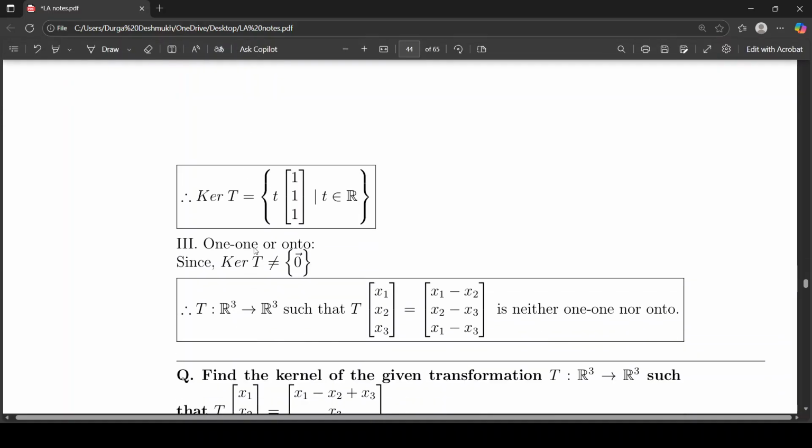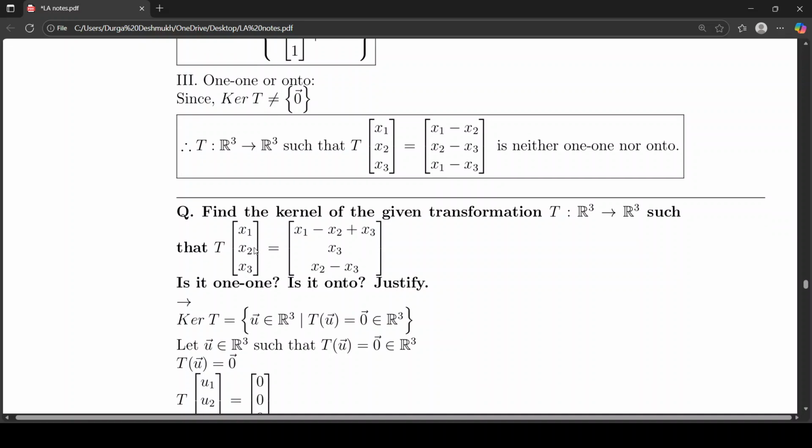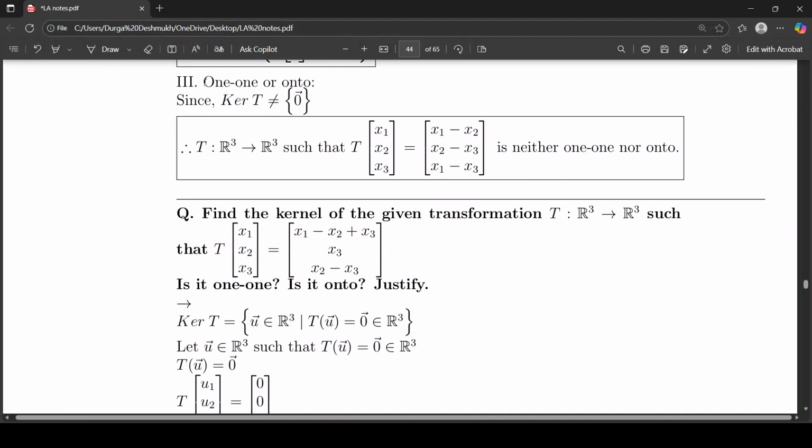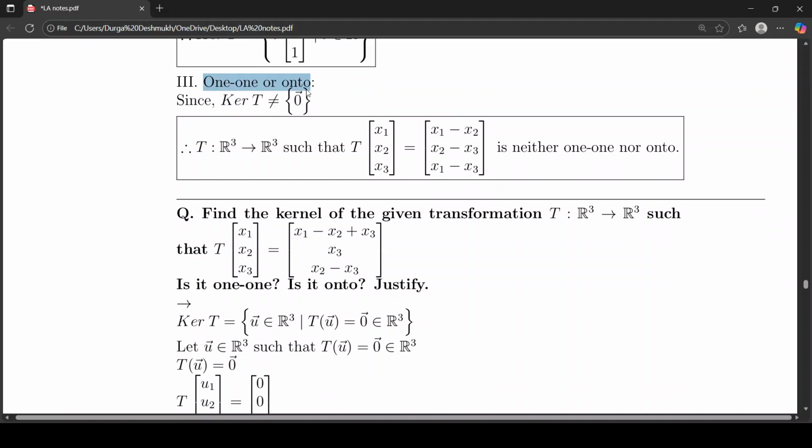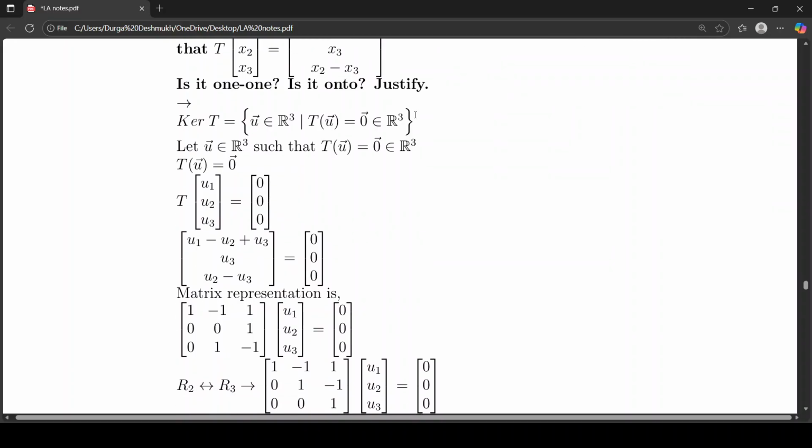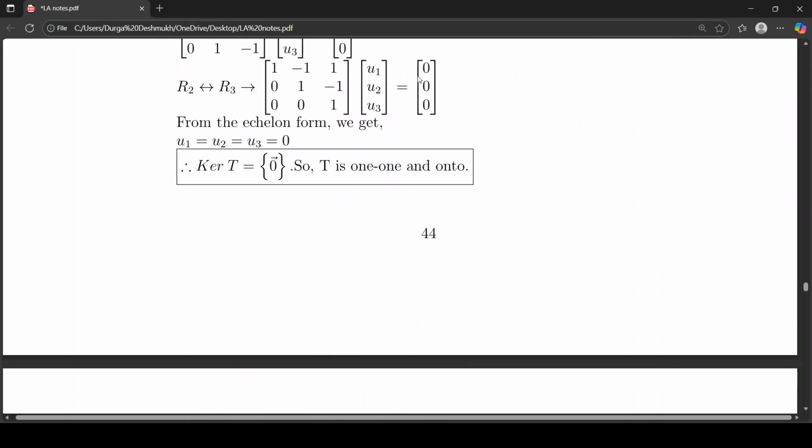This is the kernel of the transformation. For a transformation to be one-one or onto, the kernel should be a singleton set, right? Singleton zero. But since it is not that in this case, the transformation is neither one-one nor onto. So there are some more examples similar to the one above.